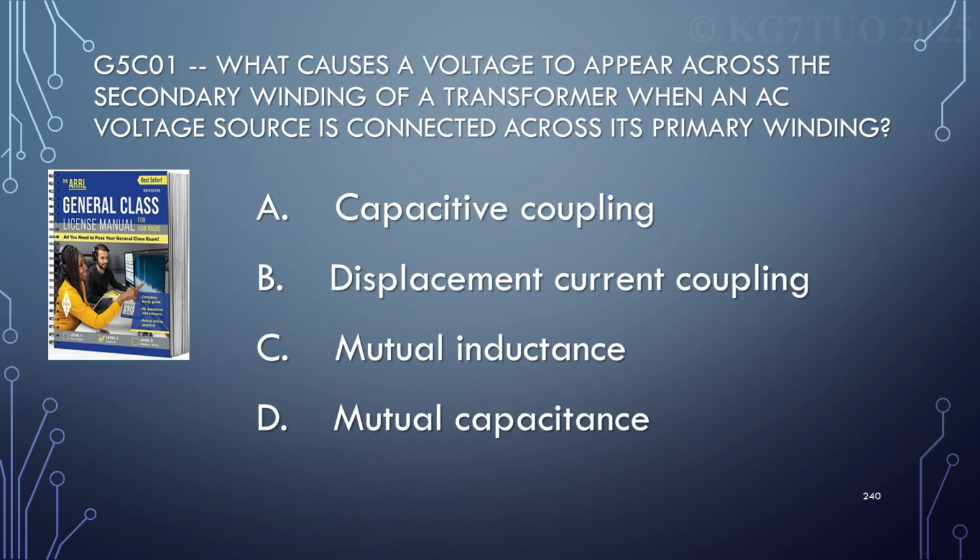All right. What causes a voltage to appear across the secondary winding of a transformer when an AC voltage source is connected across its primary winding? What causes that? Anybody? Charlie or Delta?